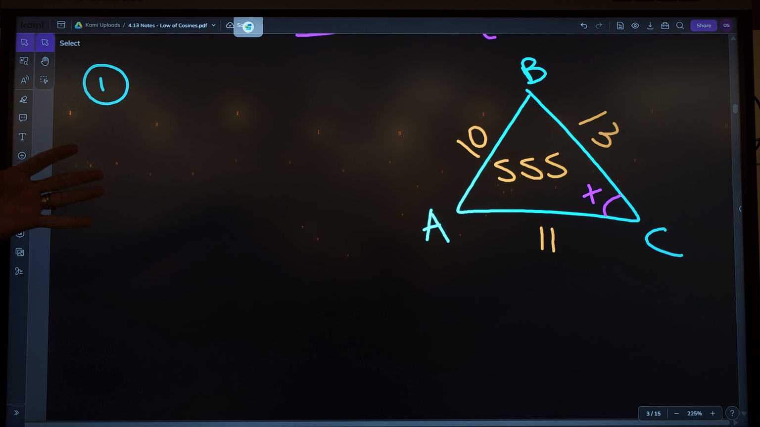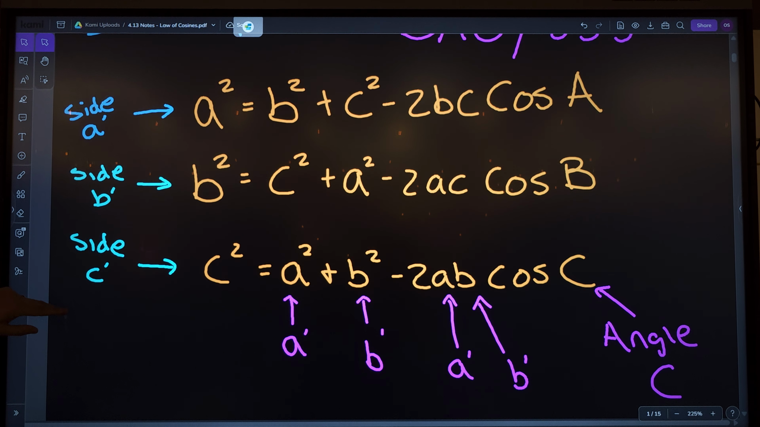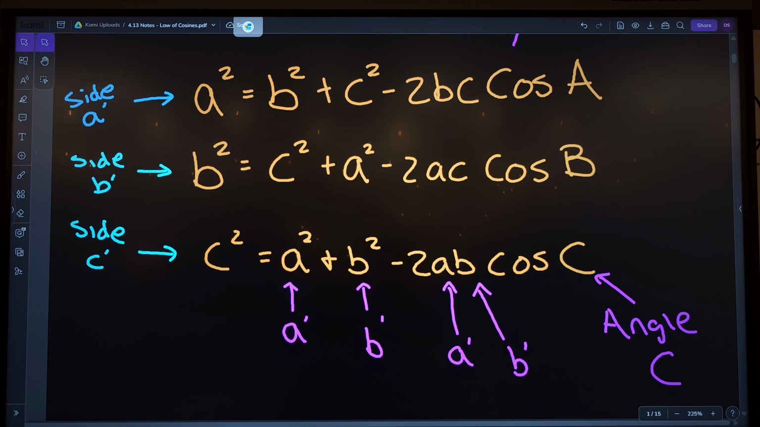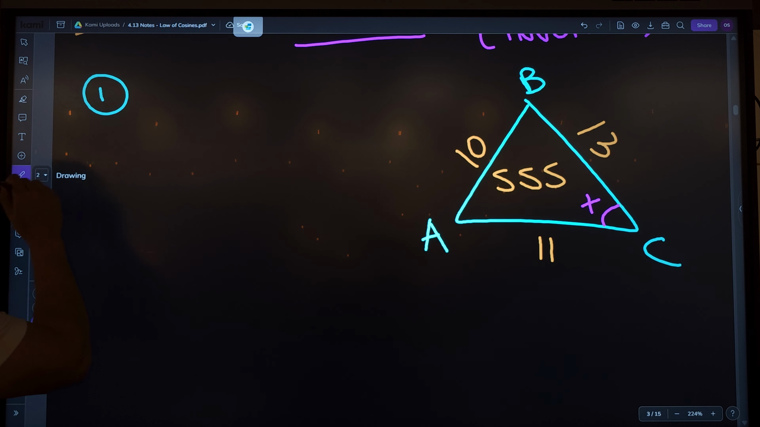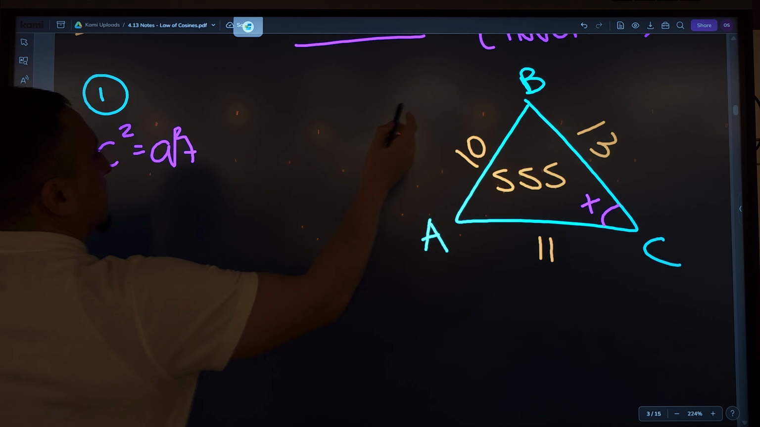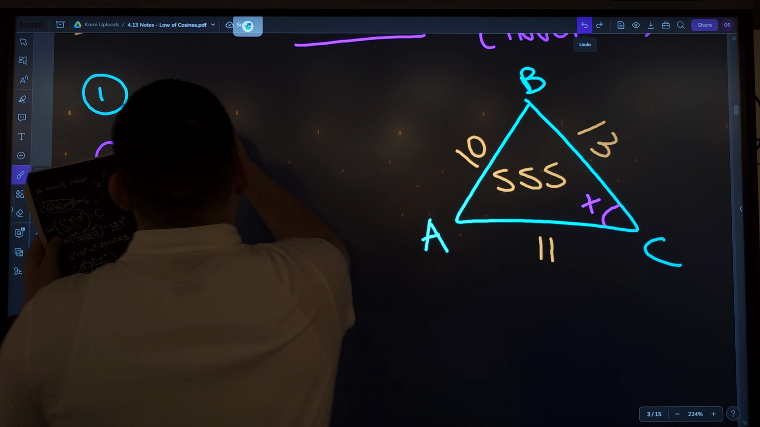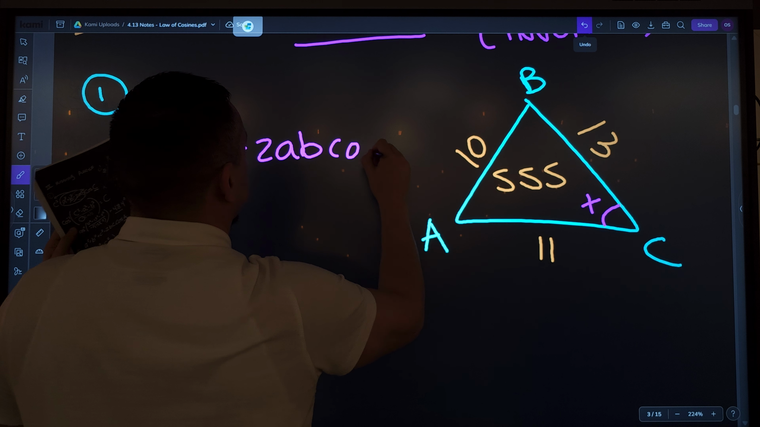Okay, so everybody good? Side, side, side. Does that make sense? Now, look at the formulas. Let's look back at the top of your page. Out of the three formulas, which one's the only one that has angle C? The bottom one. Okay, so this is the one we're going to have to use. So let's rewrite it. C squared equals A squared plus B squared minus 2AB cosine C.